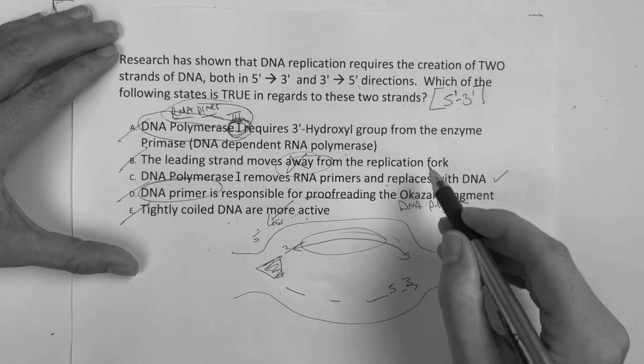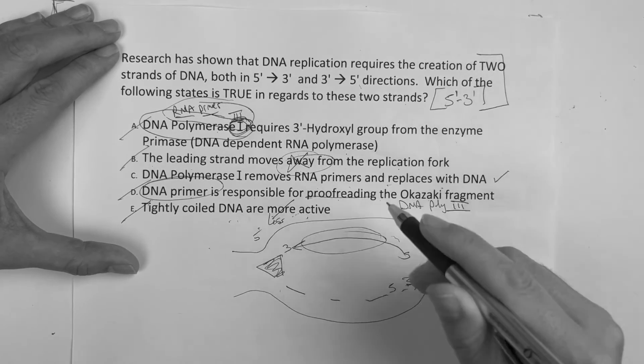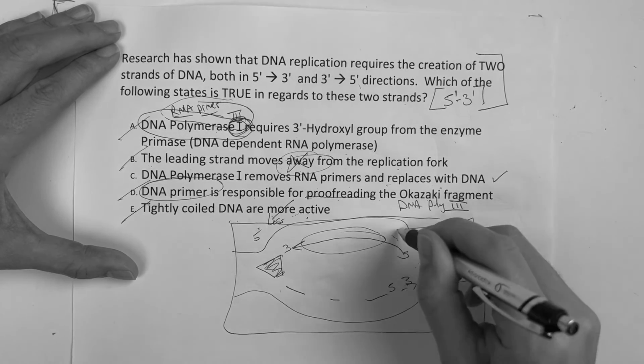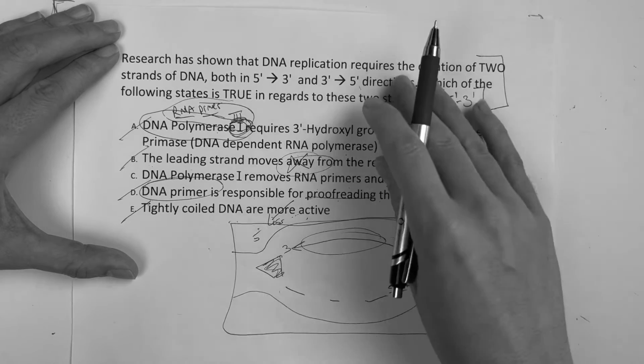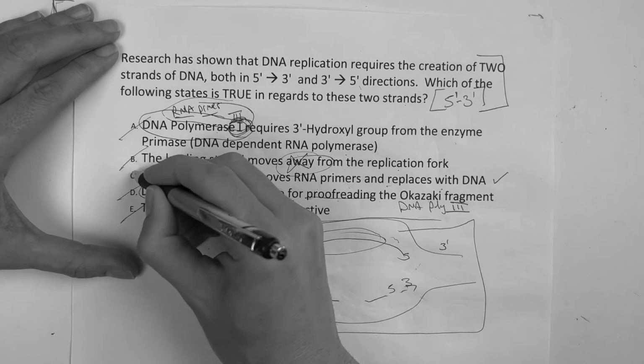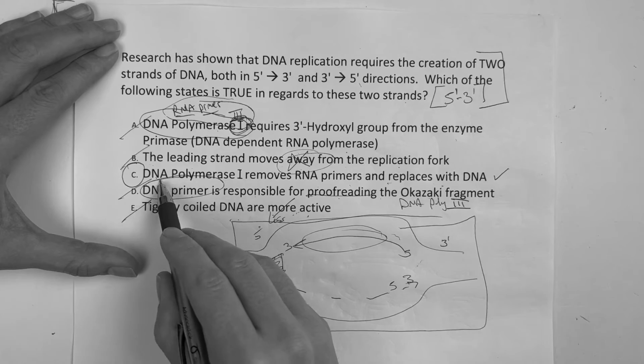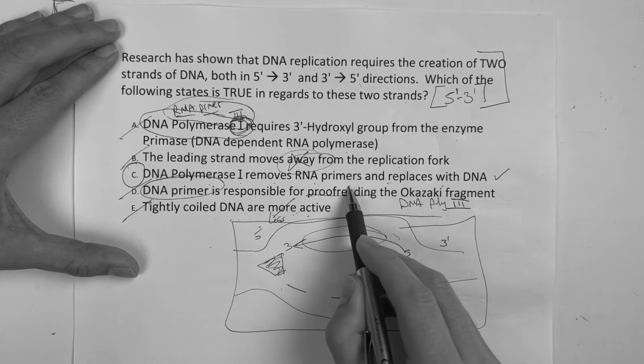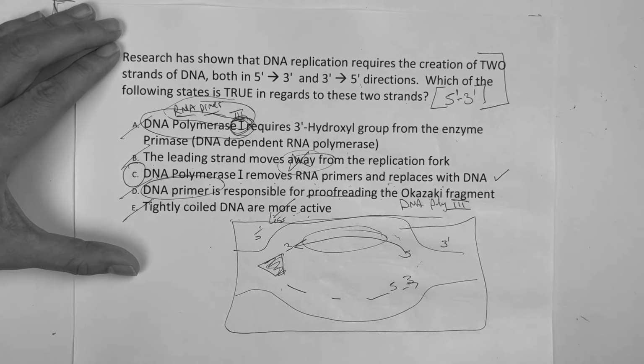So the only answer on this, so again, they're just saying, can you talk about this? Can you tell that story and know which one's true? And the correct answer on this one's going to be C. DNA polymerase 1 removes RNA primer and replaces with DNA.